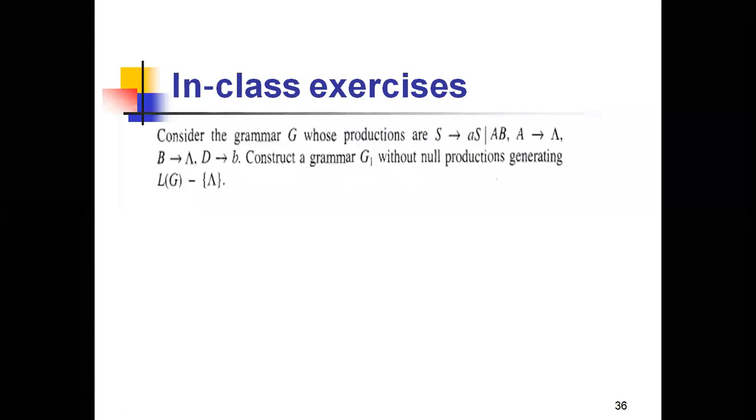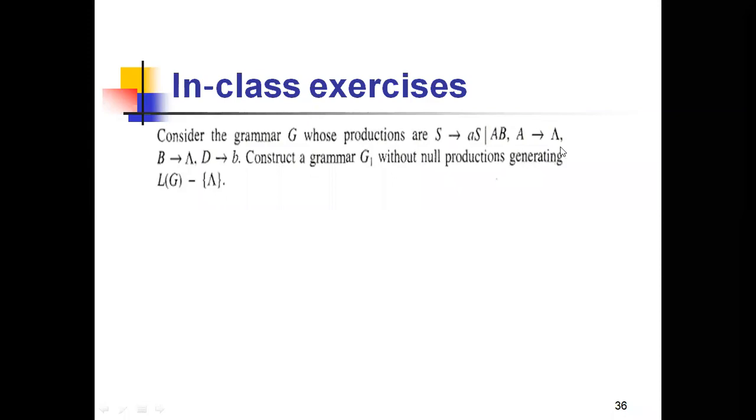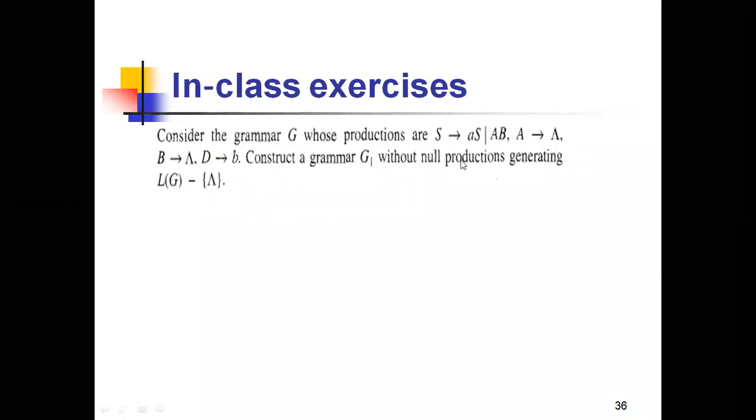I need to generate an L of G, right? So this is the exercise problem. Please make a note of this exercise problem and remove all the nullable productions. Please check whether the grammar has nullable productions, and remove all of those. I think this is not an A, this is a null epsilon. A tends to epsilon, B tends to epsilon, these two are the nullables. Make a note of this. S tends to AS or AB, A tends to epsilon, B tends to epsilon, D tends to B.